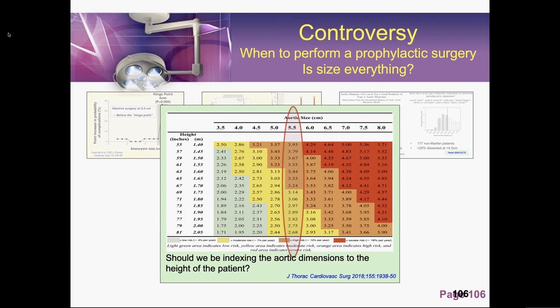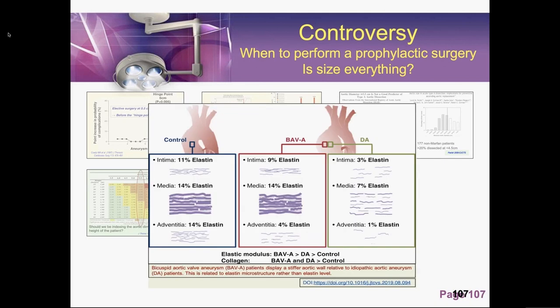And equally, we should not be rushing to operate on a basketball player of 2 meter, 2 meter 10 tall, because probably a 5 or 5.5 centimeter aorta is enormous size for him. We also know that certain pathologies like bicuspid aortic valve are associated with elastic module and collagen issues related to the aortic wall, and what we call bicuspid aortopathy.